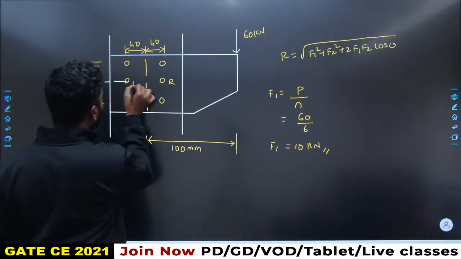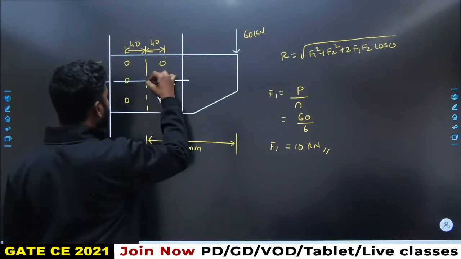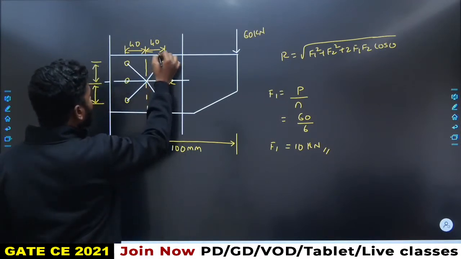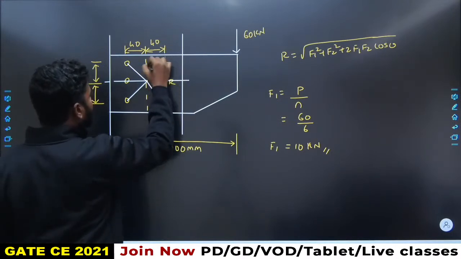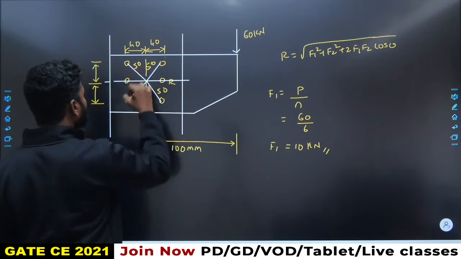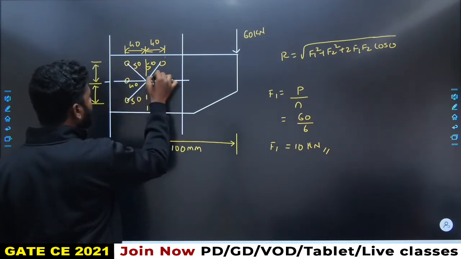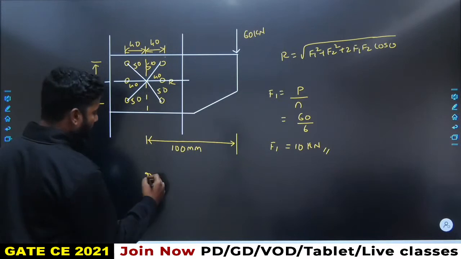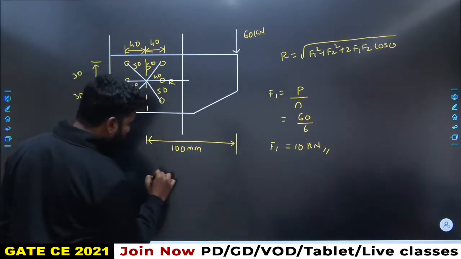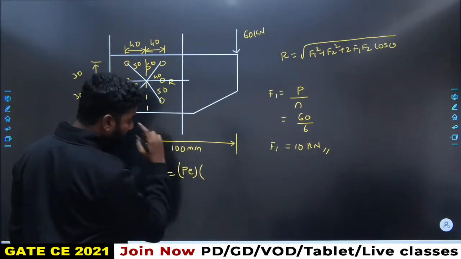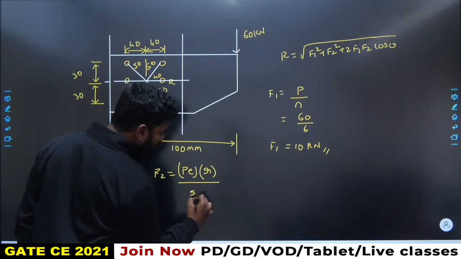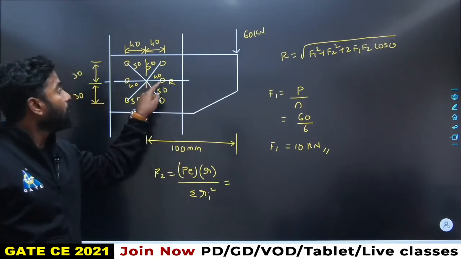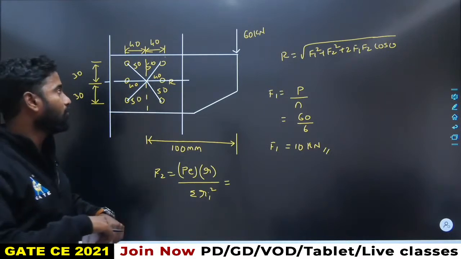To find F2, you have to find the radial distances. If this is 40, this is 30, this is 40, this will be 50, this will also be 50, and the other two are 50, and this distance is also 40. So F2 would be equal to P E multiplied with R upon sigma Ri square. We know P, we know R, but we have to find the force in bolt R. He is asking only for R, not for everything.